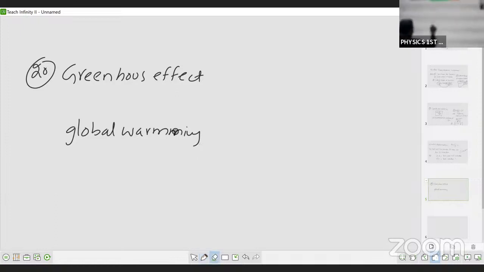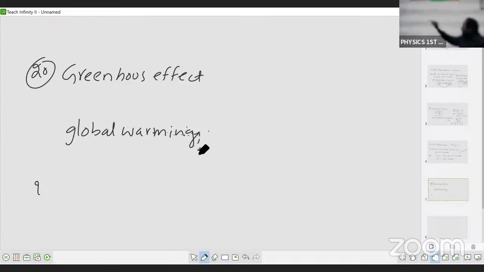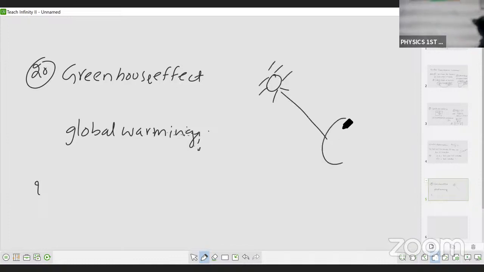One is the greenhouse effect, the second one is global warming. See, student, both are related. The greenhouse effect is a most important concept for all science students. Greenhouse effect means greenhouse gases: carbon dioxide, methane, CFC, chlorofluorocarbon. For example, I am giving an explanation. This is the Sun, this is Earth.